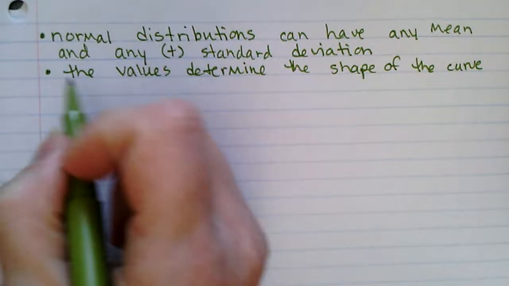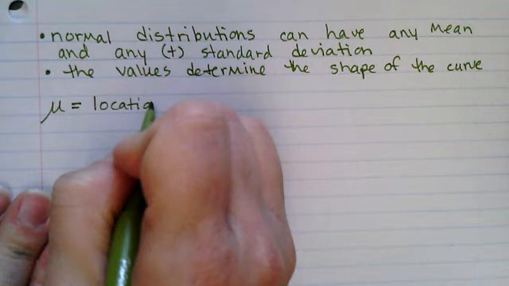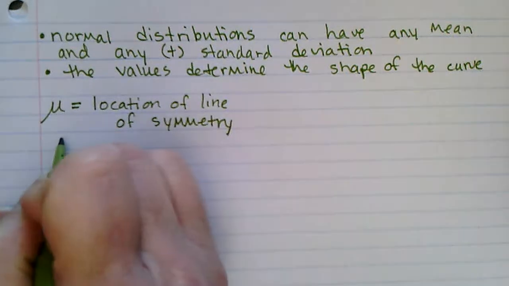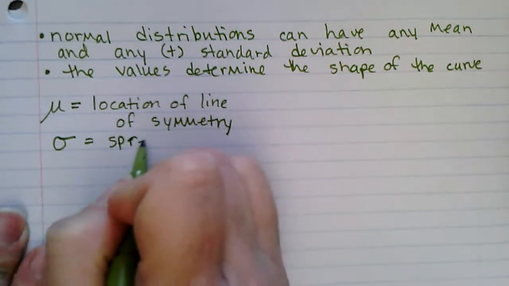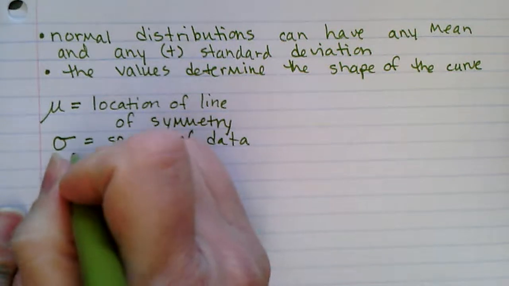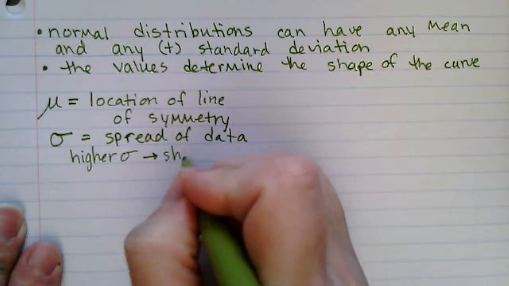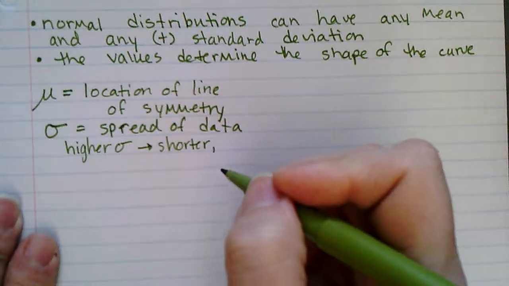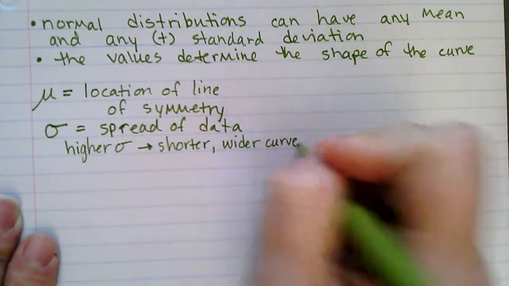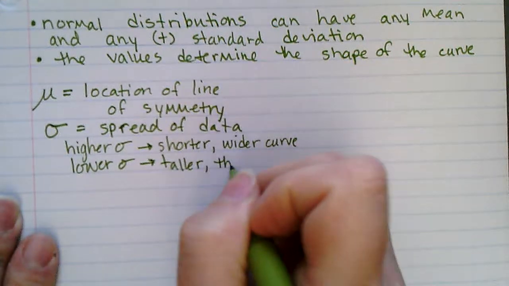So within these normal distributions, the mean is going to tell you the location of the line of symmetry. And sigma is going to tell you the spread of the data. So what happens there is that if sigma is higher, that's going to give you a graph that is shorter and fatter, a shorter and wider curve. And the lower sigma is going to give you a taller, thinner curve.